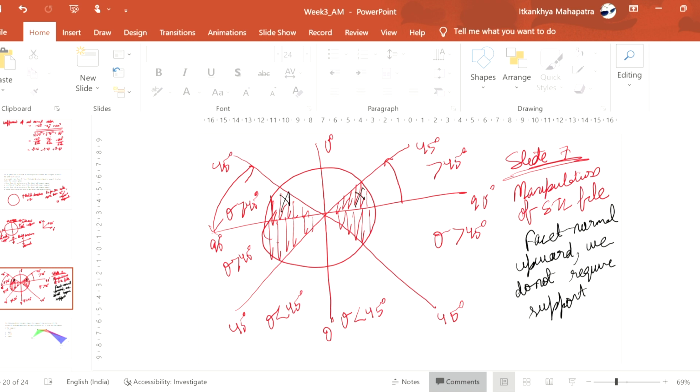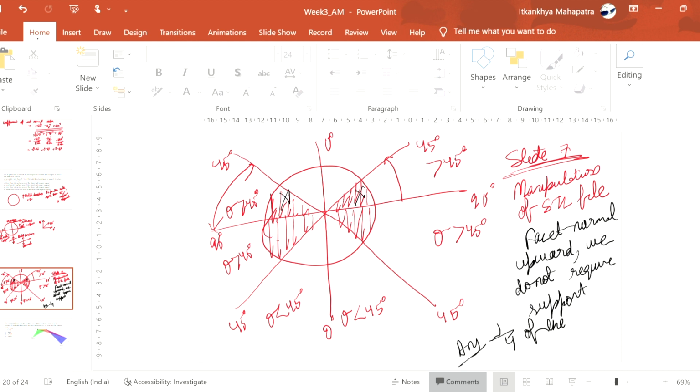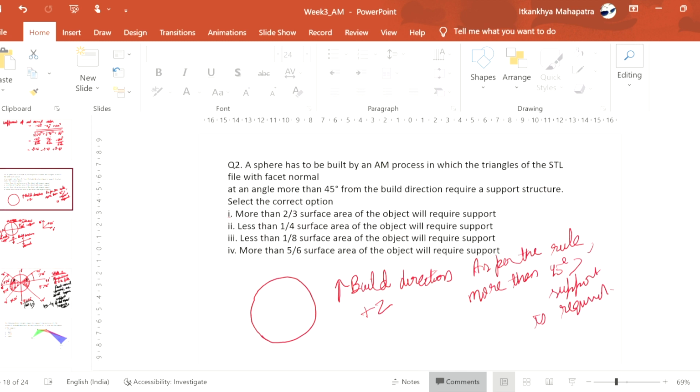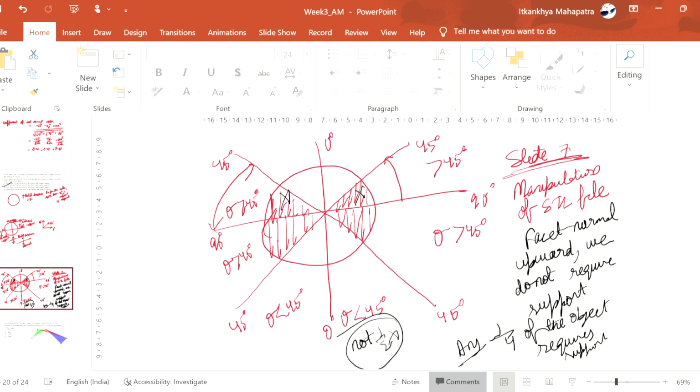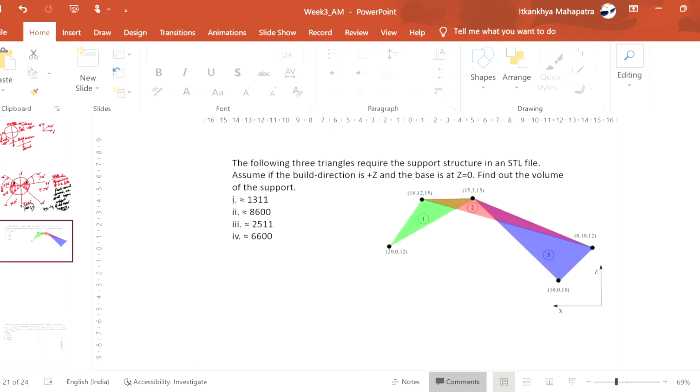So the answer is not half, it is 1/4 answer. 1/4 of the object requires support. Not half. So the correct option is less than 1/4 surface area of the object will require support. I hope this is clear. Let's move on to the next question.